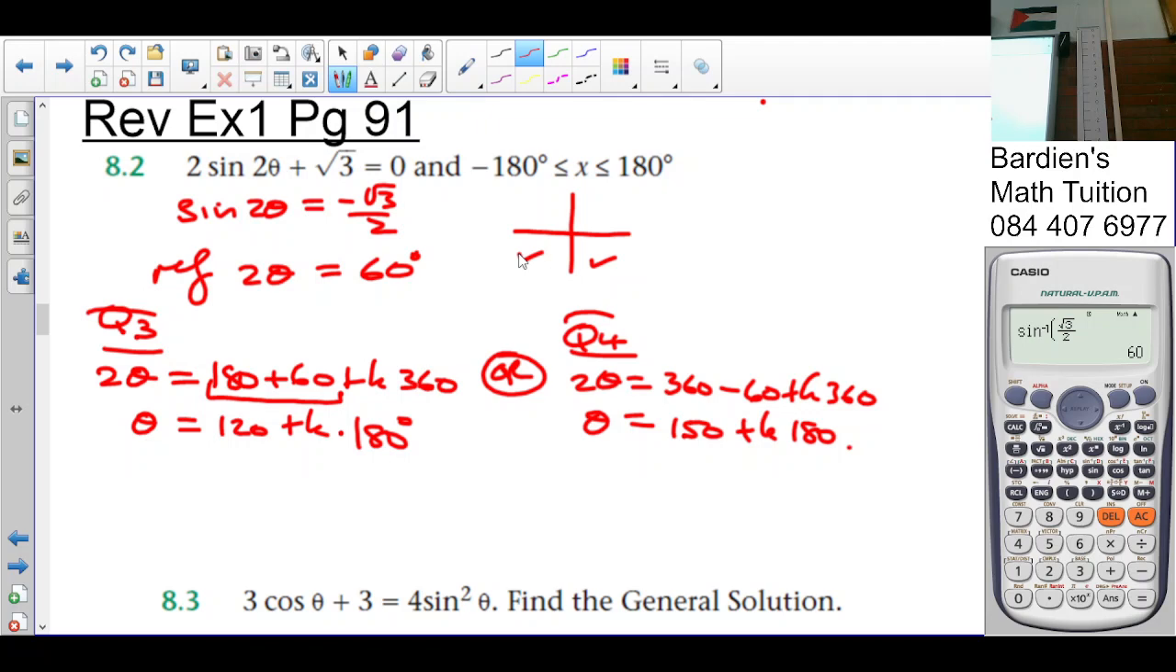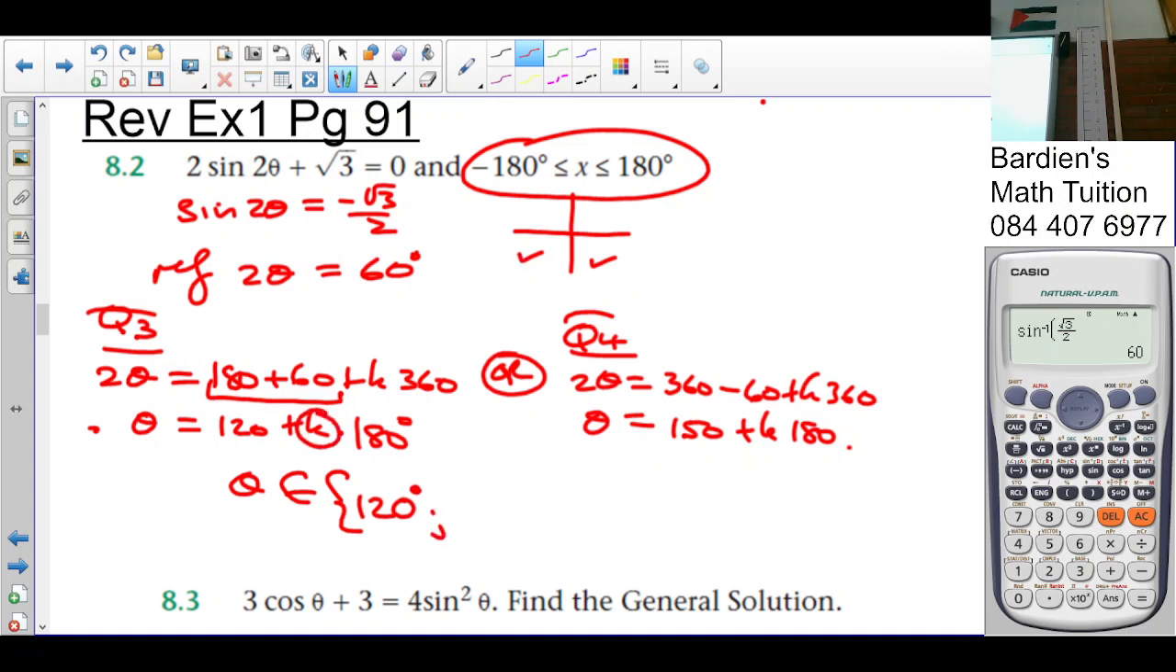So where do I start? I say, okay, theta is an element of the domain. If I put 0 through here, through the first one, I'm going to get 120, which is inside this domain. Okay, so 120 degrees. If I put k to be 1, then I'm going to get 300 degrees. Okay? If I put k to be minus 1, then I get negative 60 degrees, which is still inside. If k is minus 2, then it's negative 240, which is outside.